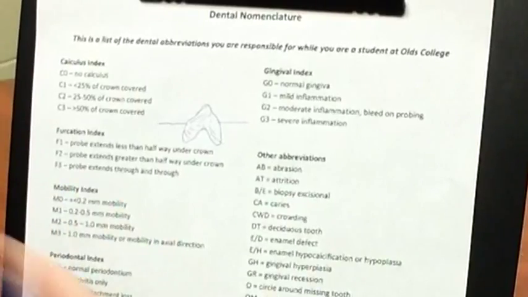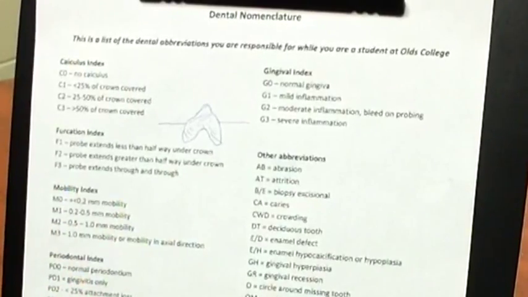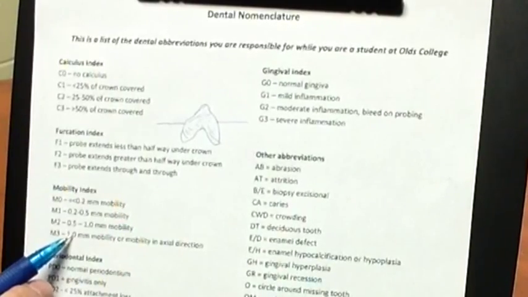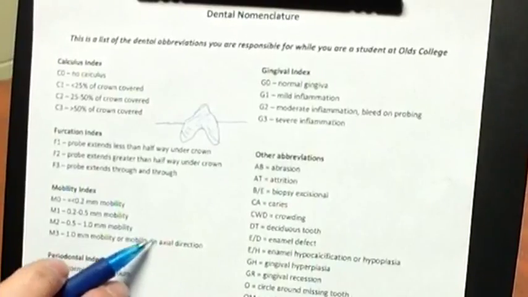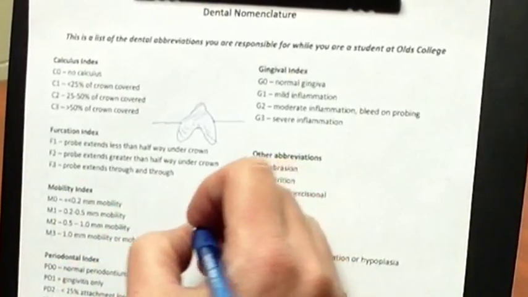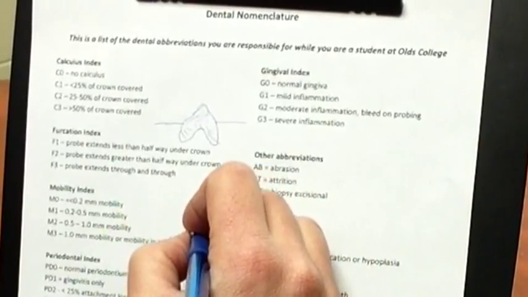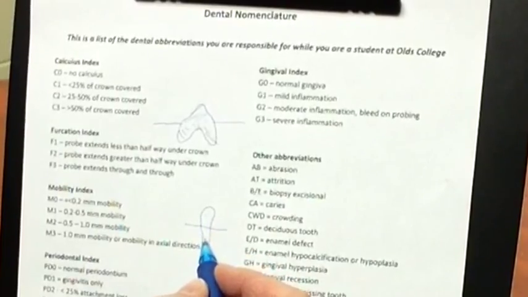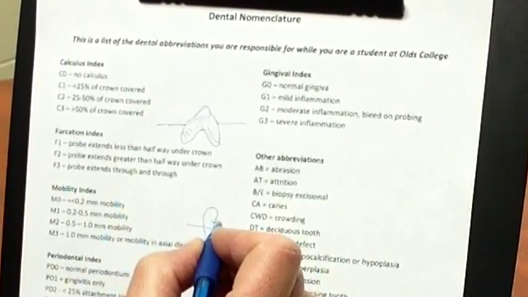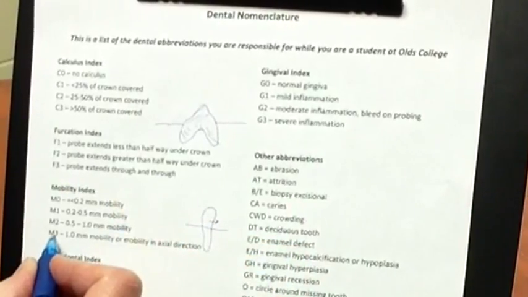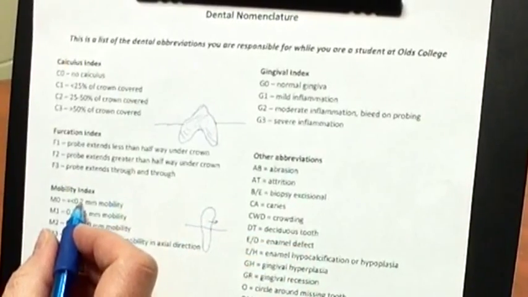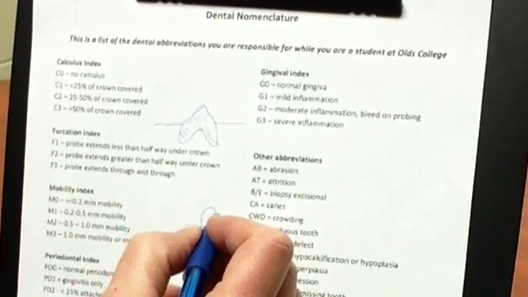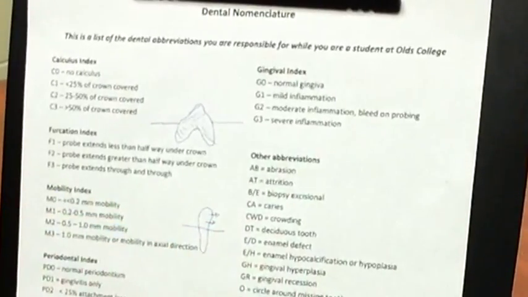Next here on our chart is mobility index. That refers to how loose a tooth is. Again, if it can move 1 millimeter in the axial direction, it's an M3. What that refers to is, again, here's a tooth, crown, root. If it can move 1 millimeter that direction, it's an M3. If it can move less than 0.2 of a millimeter, again, same direction, it has a mobility index of 0.